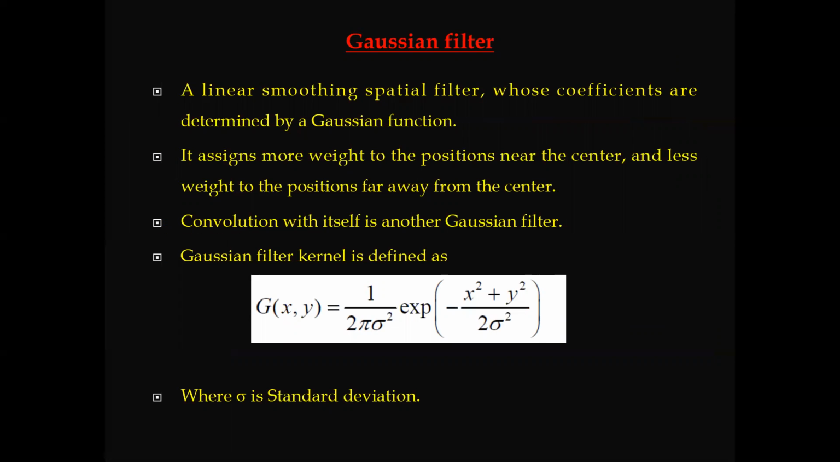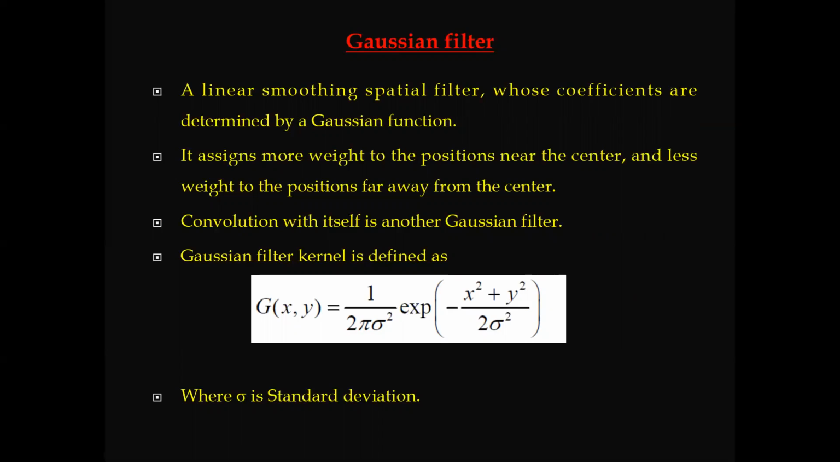Similarly, the Gaussian filter. The linear smoothing spatial filters whose coefficients are determined by the Gaussian function. The Gaussian function filter kernel is defined as g of x comma y, which is equal to 1 by 2 pi sigma square exponential of minus x square plus y square by 2 sigma square. It assigns more weight to the positions near the center and less weight to the positions far away from the center. Convolution with itself is another Gaussian filter. Here sigma is the standard deviation.